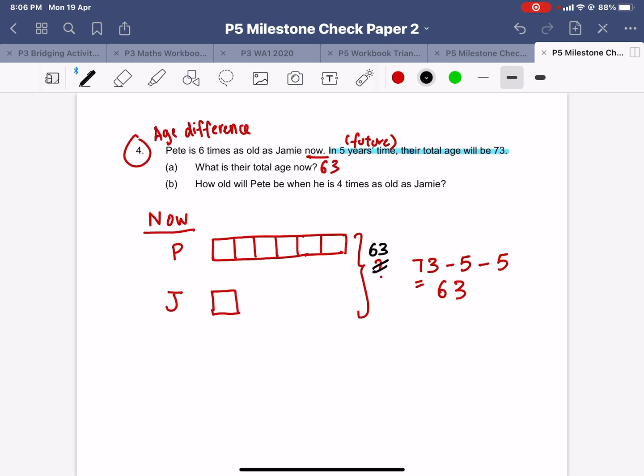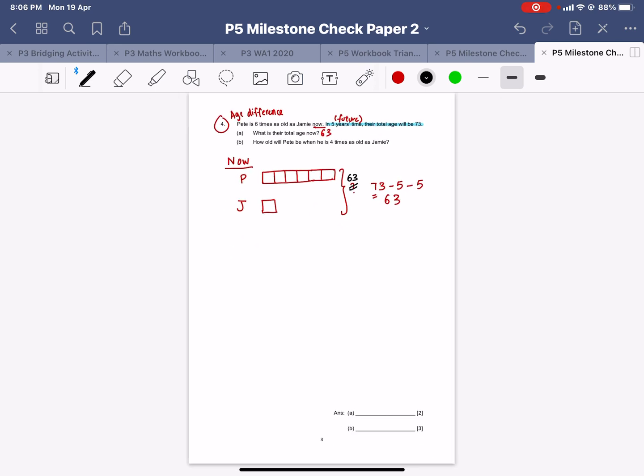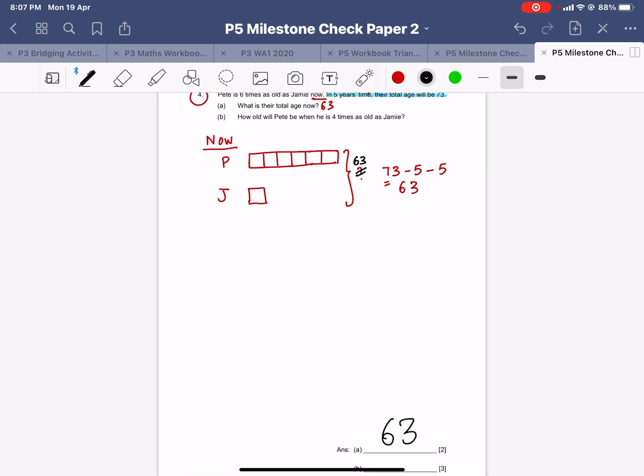We know that A is already solved. 63 is their total age now, not 5 years later, but now. Now their total age is younger. Okay, younger by 10 years.